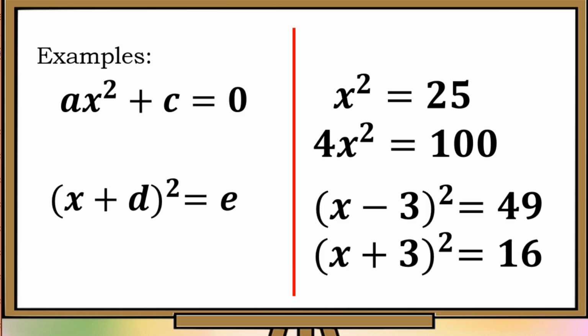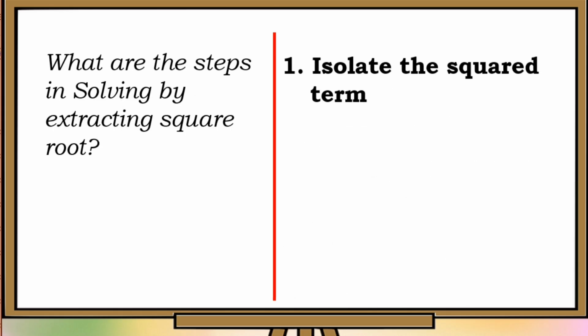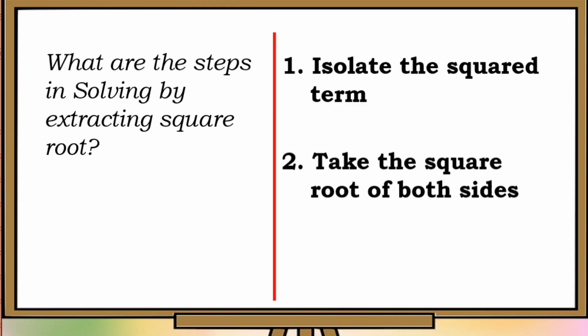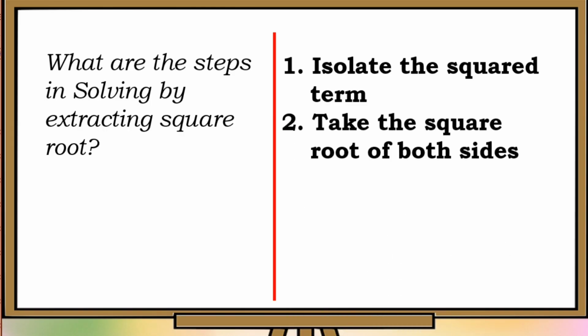Now, the steps in solving by extracting square roots. Step 1, isolate the squared term. Step 2, take the square root of both sides. Step 3, solve for x.